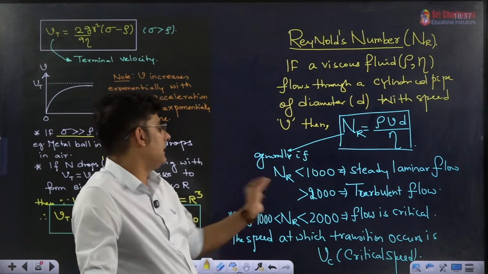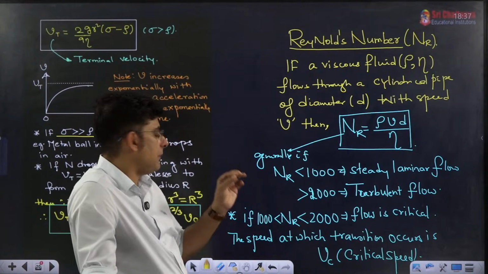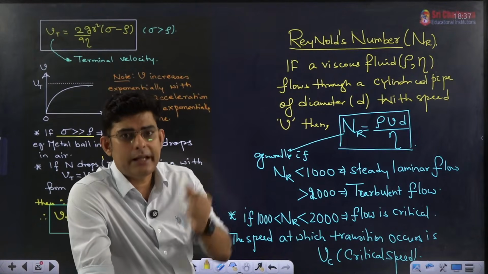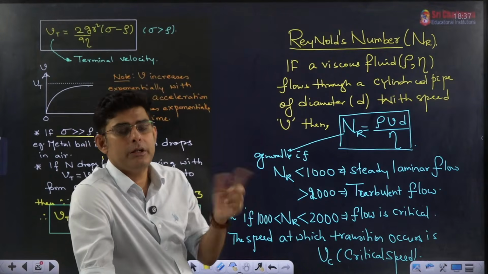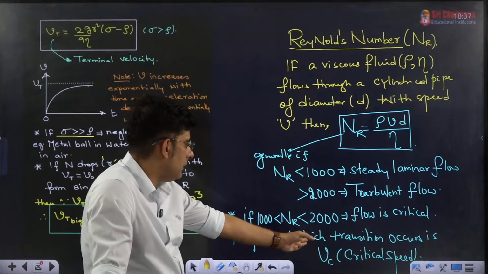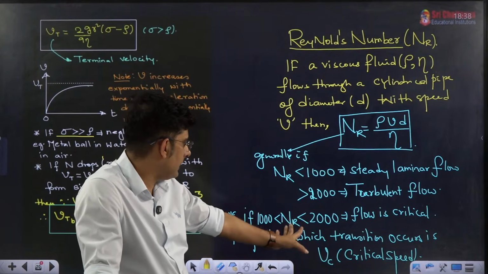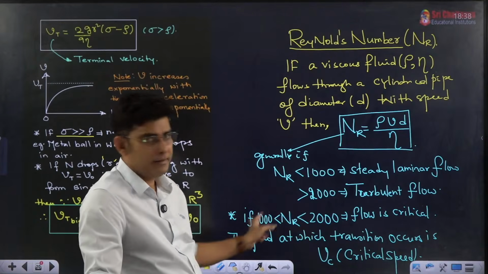So suppose you know the Reynolds number and you know that at a particular speed, say 10 meters per second, the flow is going to change from laminar to turbulent, then you can find the particular value of NR corresponding to that. You will see it will lie in this range.